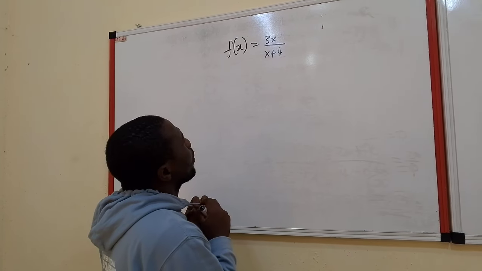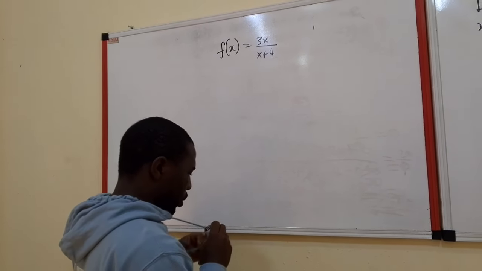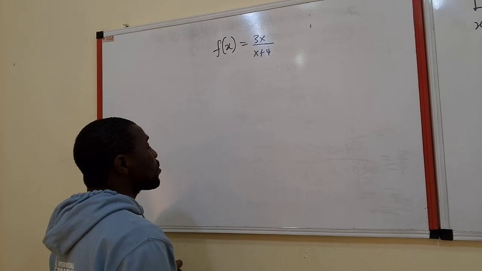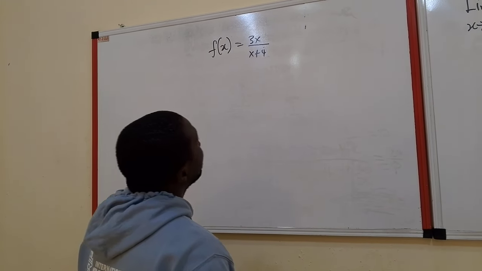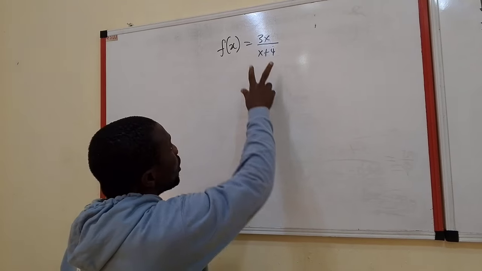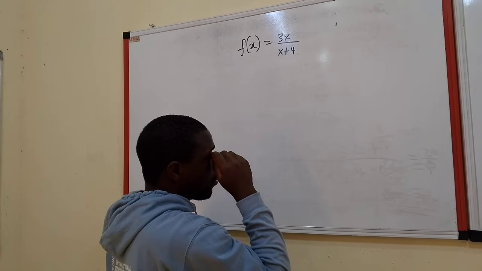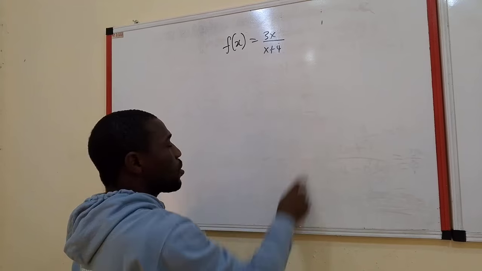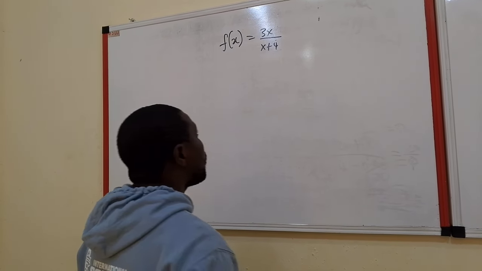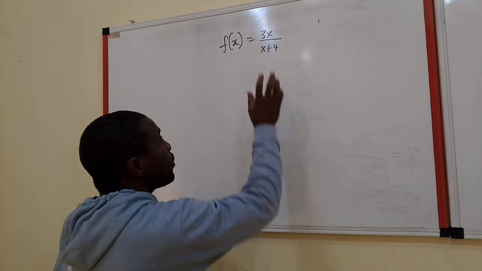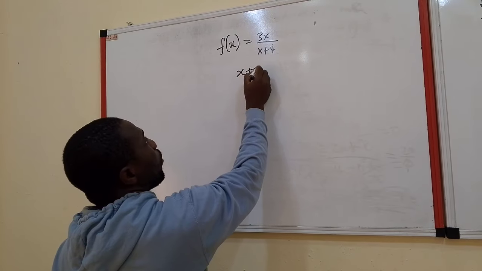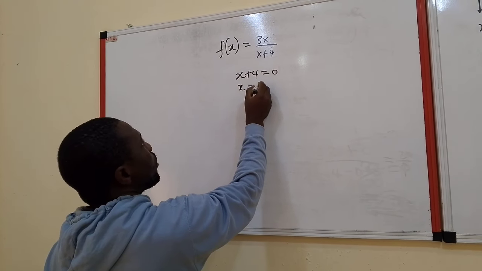Okay? Now, this is a fraction, and because it's a fraction, what we are going to do is this. We are going to equate the denominator to 0, to find out what will make this expression to be undefined. So we say x plus 4 equals to 0, x will be equals to 0 minus 4, x is minus 4.